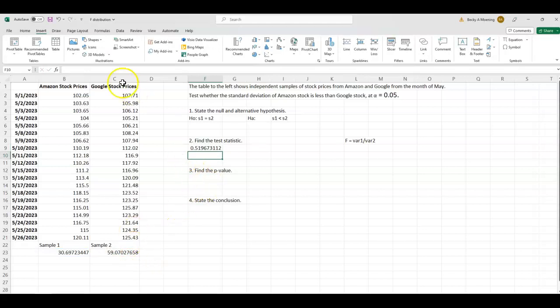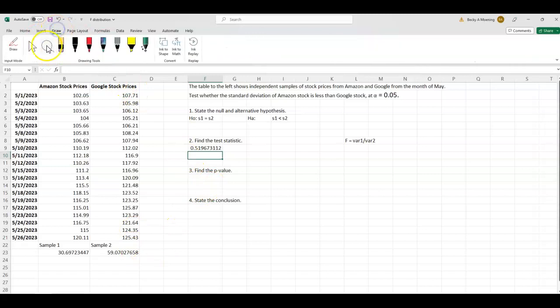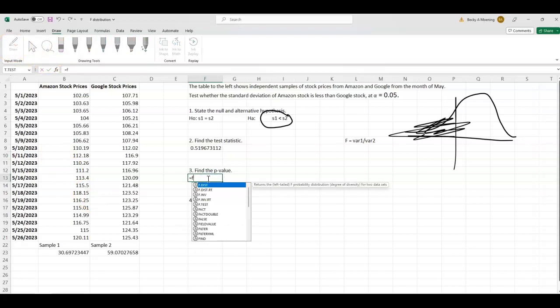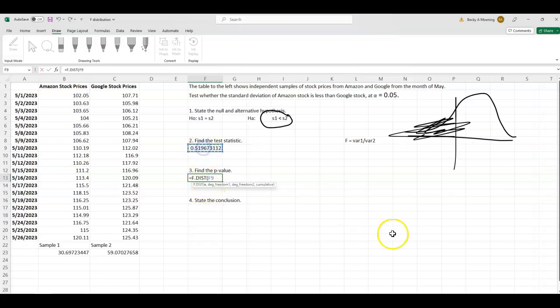Now to find my p-value, I do need to think. I base my right tail, left tail off my alternative hypothesis. So because this is less than, I know I need a left-tailed test. So when I go to find the p-value and I type in F, for the F distribution, we just have the left tail or the right tail. So I type F distribution. The X that we need is the test statistic that we found. And then we need our degrees of freedom. Well, how many data points do we have?